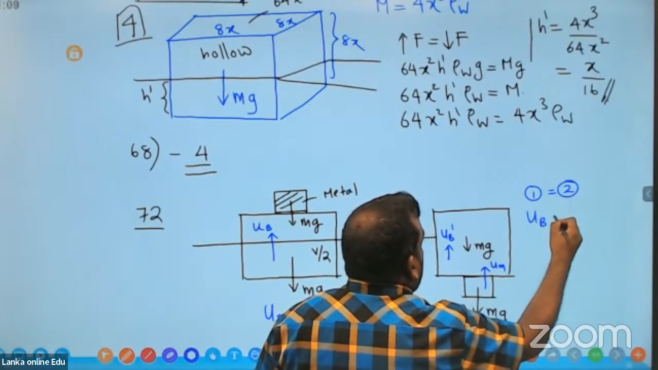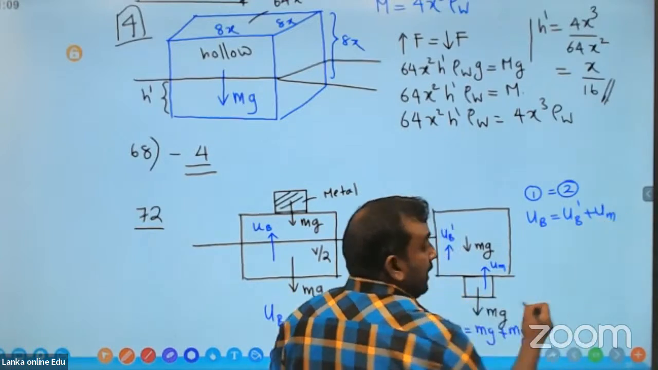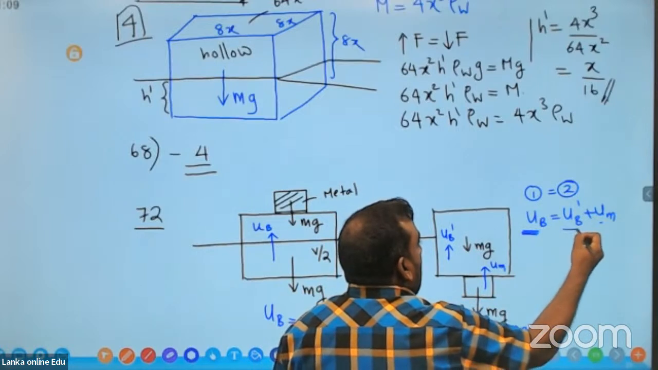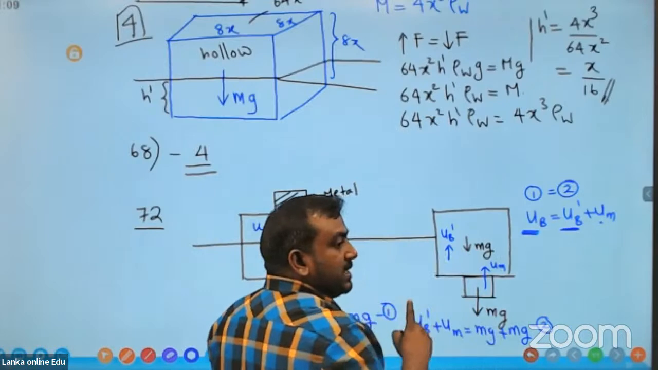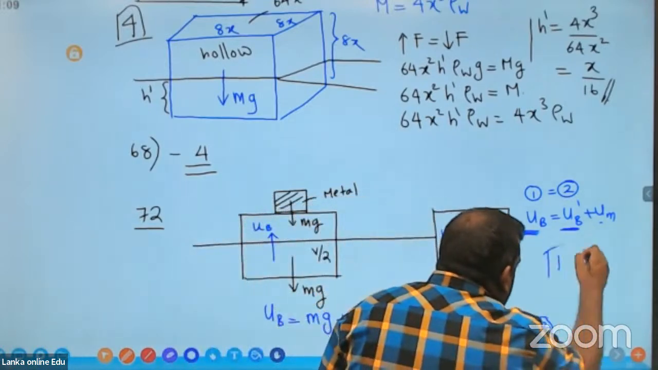Upthrust on the block in the first case is upthrust on the block now plus upthrust on the metal. Part of the upthrust is taken by the metal, which means upthrust on the block now is lesser. Lesser means submerged volume is less. Submerged volume is less means less than 50%. Answer is answer number 1.